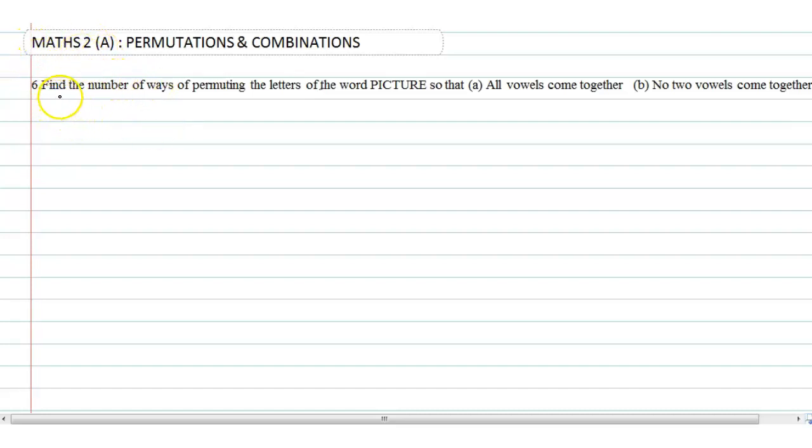Hello everyone. Here the question is: find the number of ways of permuting the letters of the word picture, so that, first, all vowels come together, and the second condition, no two vowels come together.